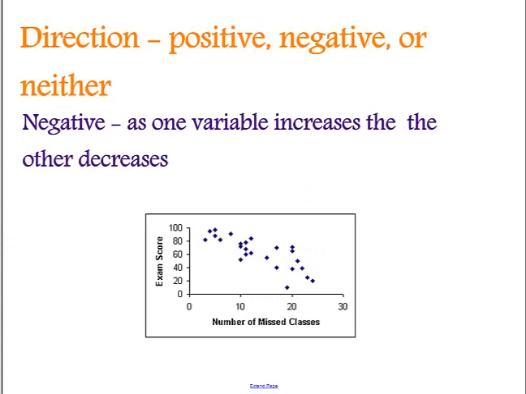Now let's look at negative. Negative, one variable is increasing but the other is decreasing. So we can see our data points here are going down negatively.